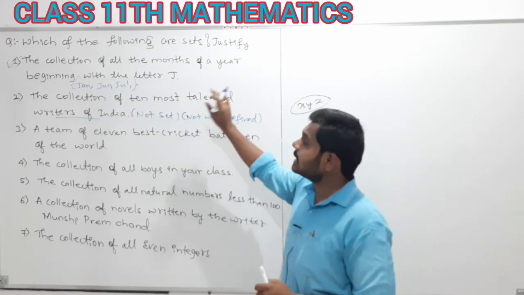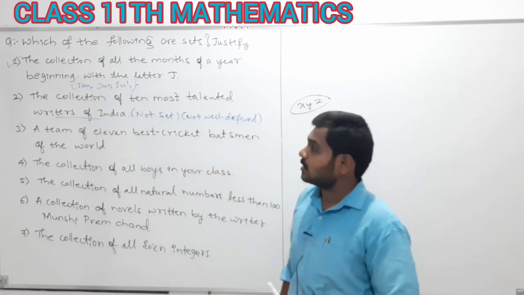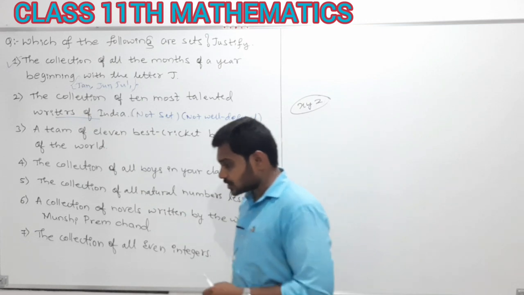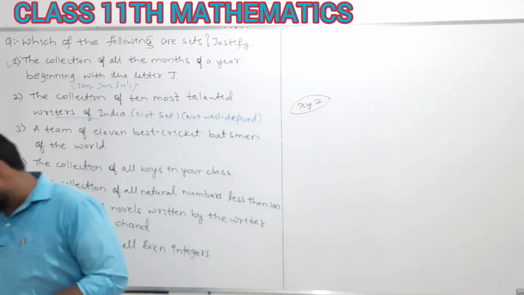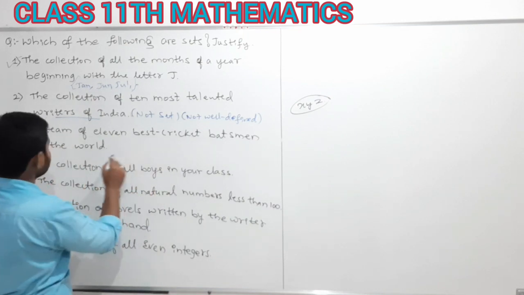So therefore it is not a set. Next, my students, a team of 11 best cricket batsmen of the world. Even, my dear students, this is also not a set. Why is it not a set? Here it is, my dear students, a team of 11 best cricket batsmen of the world.